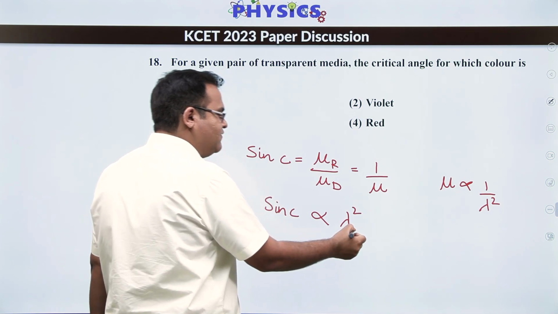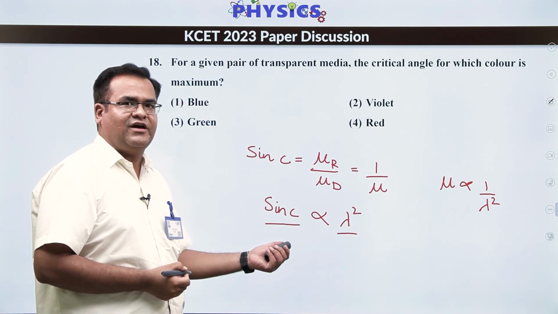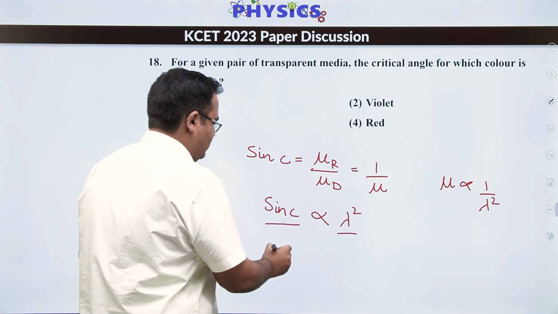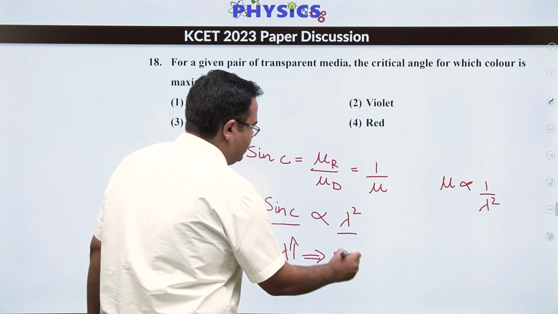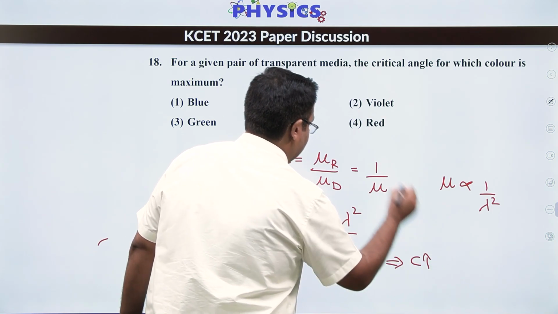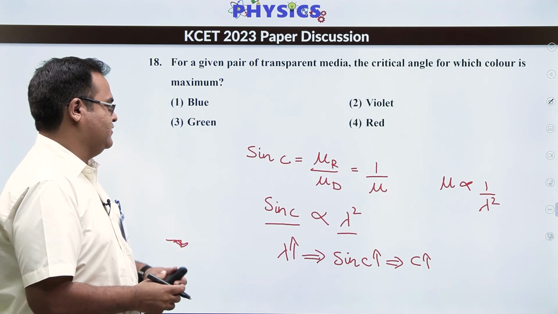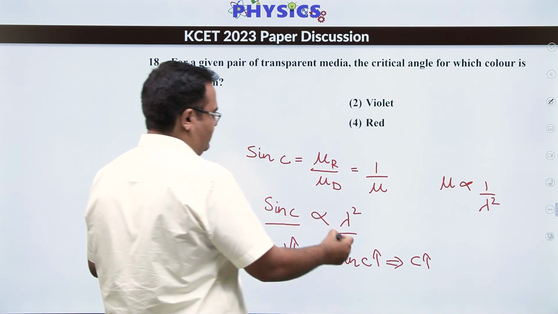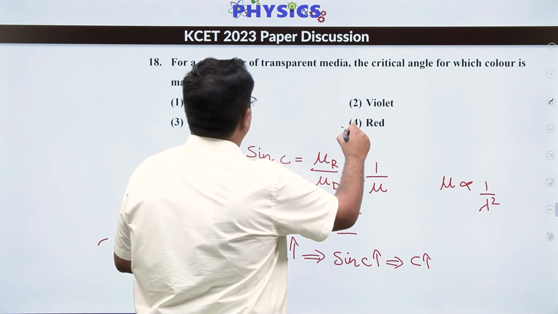So for the larger wavelength, we will have larger value of critical angle, larger value of sin C, and sin C being an increasing function, larger value of C. Okay. So if we increase lambda, sin C should increase, and that means C should also increase, because we are dealing with angles from 0 to 90 where sin is increasing function. So then answer should be whichever has the maximum wavelength. So red has the maximum wavelength, so answer should be 4.